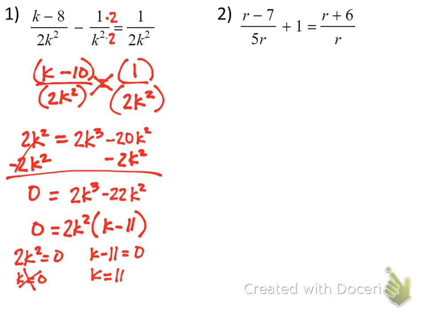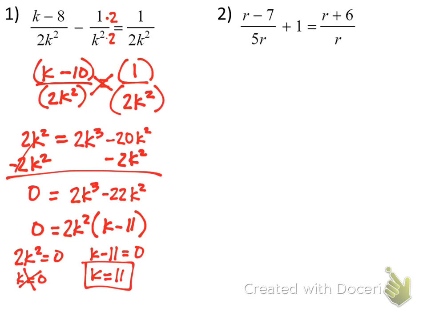Does that make sense? So we do not include this as an answer. Even though we solve this as an answer, this is not an answer. Now check 11. 11 squared is 121. 121 times 2 is 242. This doesn't make it undefined. How about here? 11 squared here is 121. Yep, doesn't matter. So 11 is a solution that works. It's not extraneous. That's number 1. Okay.